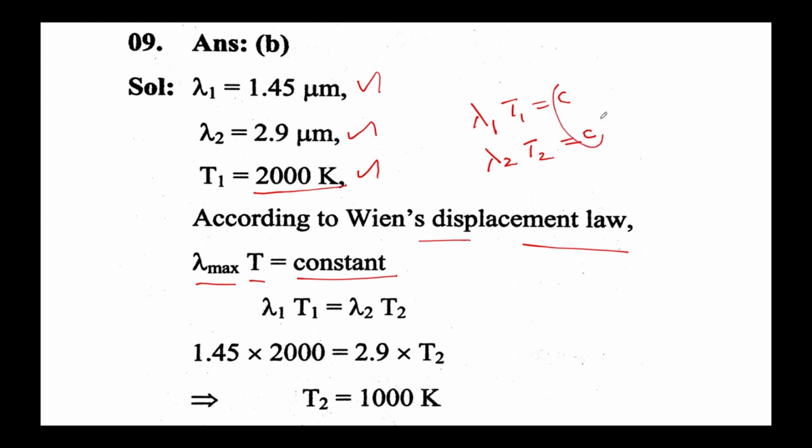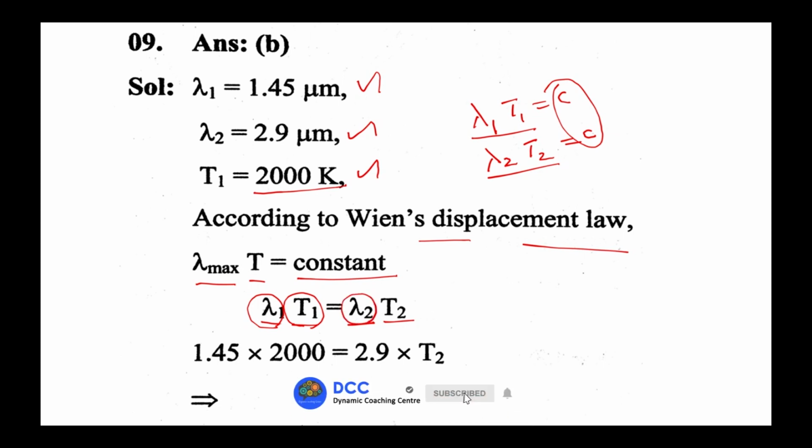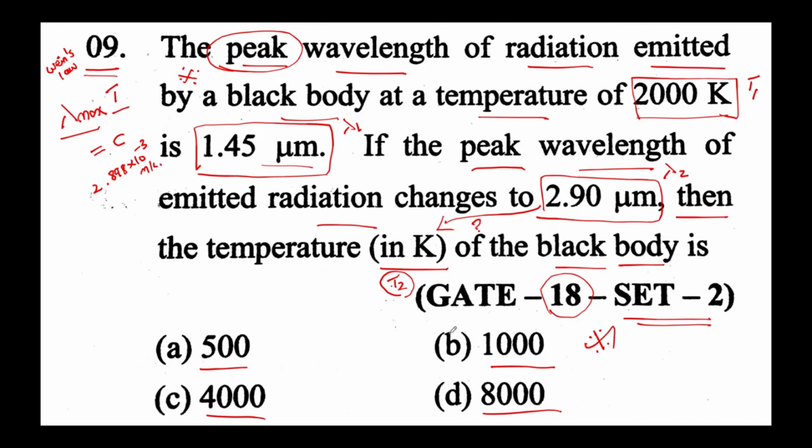Since both the right hand side terms are equal, I can equate the left hand side terms, which is lambda 1 T1 and lambda 2 T2. So lambda 1 multiplied by T1 equals lambda 2 multiplied by T2. Lambda 1 value is known, T1 value is known, lambda 2 value is also known. By just rearranging, we'll be able to find the T2 value, and it is coming around 1000 Kelvin. If you get back to the options, option B is the correct answer.